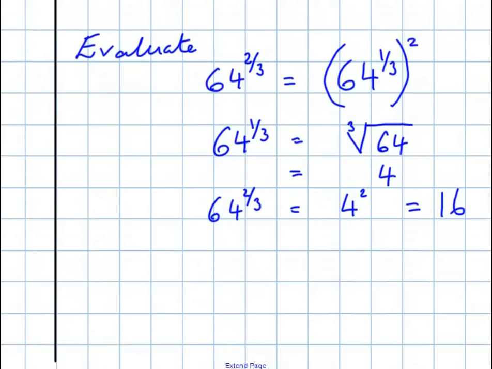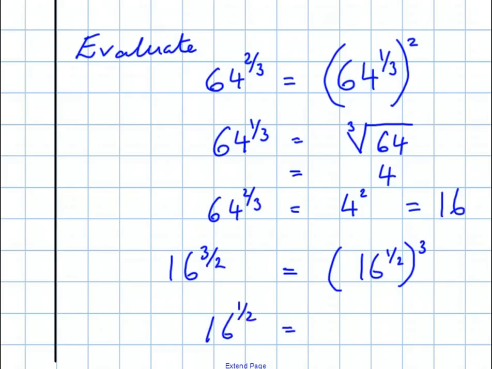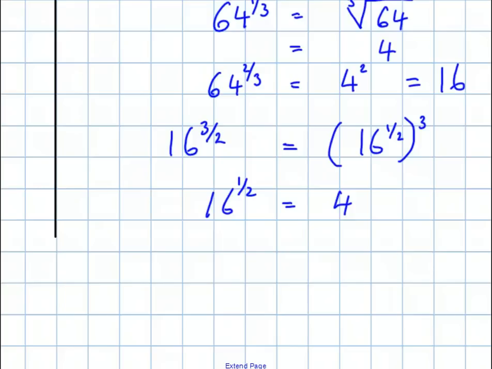Let's look at another one. 16 to the 3 over 2. That's the same as 16 to the power half, all raised to the power 3. So, what's 16 to the half? That's 4. So, 16 to the 3 over 2 is going to be 4 cubed. In other words, 4 times 4 times 4 is 64.